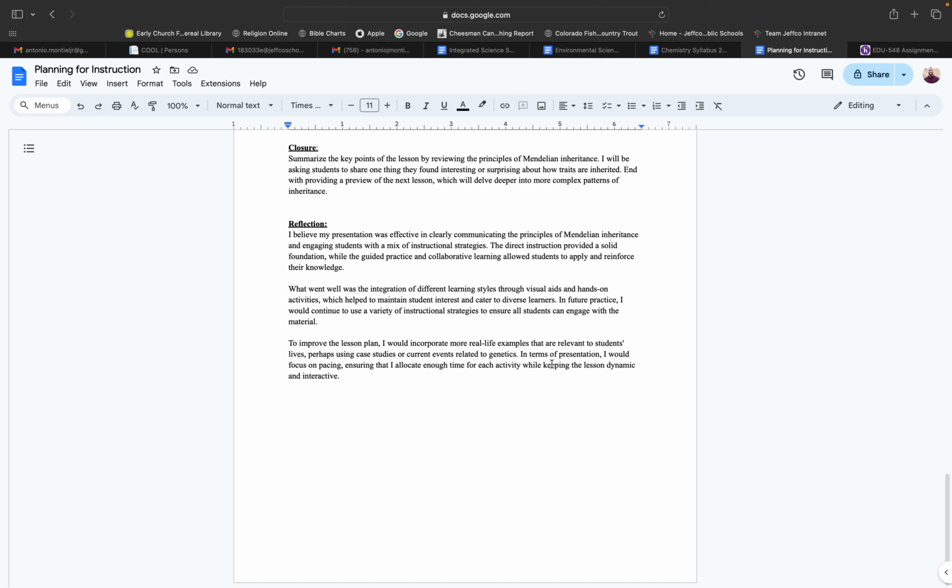And also, putting them in pairs. I think that definitely has helped out in the past, and I'm looking forward to doing that again. I would continue to use a variety of instructional strategies to ensure all students can engage with the material itself. And then lastly, to improve this lesson plan, I would incorporate a little bit more real-life example problems that are relevant to students' lives, even perhaps using case studies or current events related to genetics.